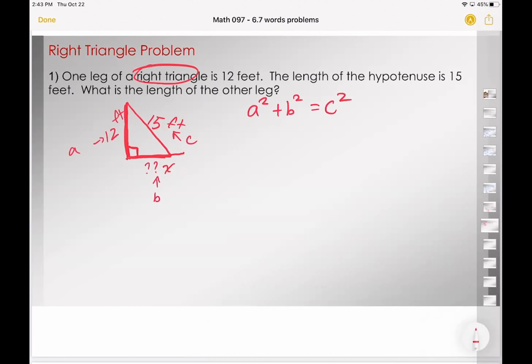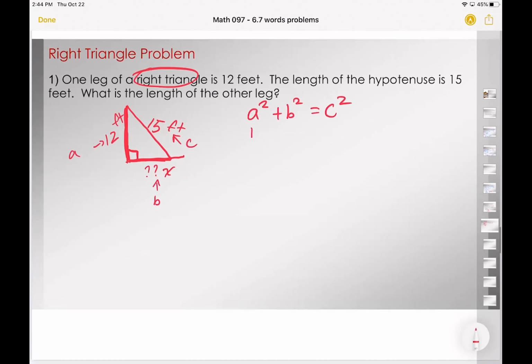So if I know my a, my b, and my c, once you identify them, you just plug them in. Instead of a, my a item is 12, so I say 12 squared. Instead of b, my b item is my x, so I put in x squared. And instead of c, I say 15 squared.